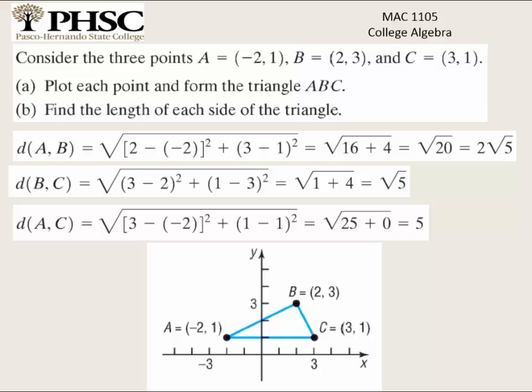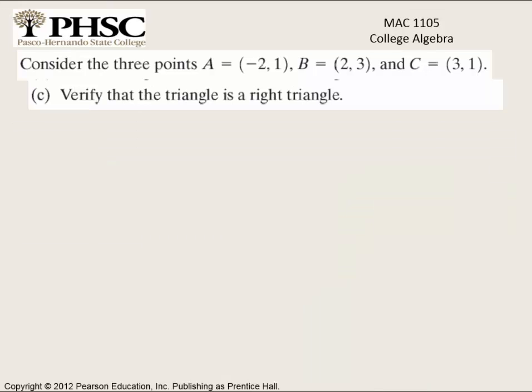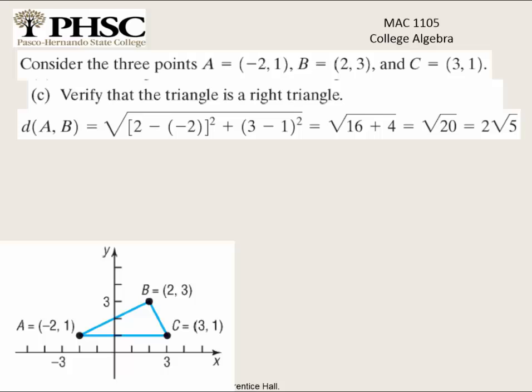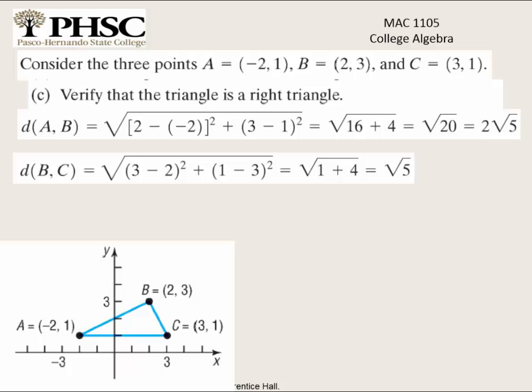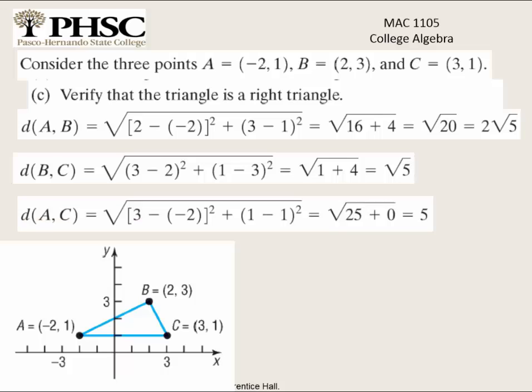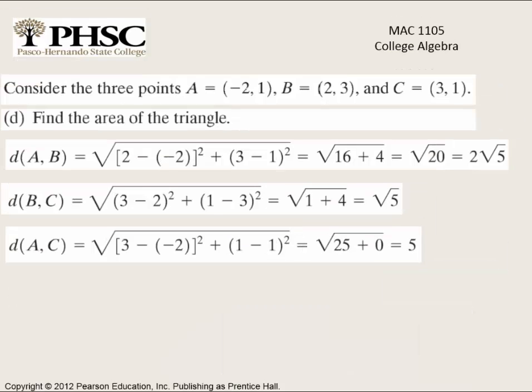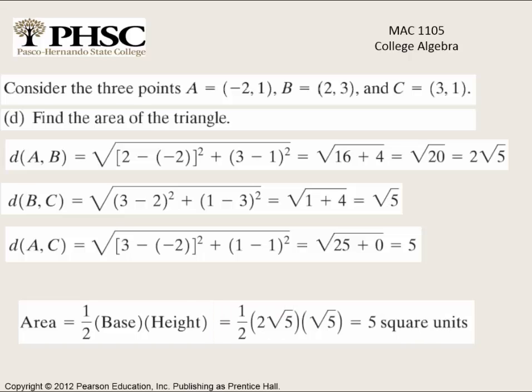So the next thing that we're going to do is verify that the triangle ABC is in fact a right triangle. So here's the triangle again, and here are the values. We know that the distance of AB is 2 square roots of 5, the distance of BC is square root of 5, and the distance of AC is 5. So if we square each one, then (2 square roots of 5) squared plus (square root of 5) squared should equal the distance of AC squared. And we find out that in fact it does.